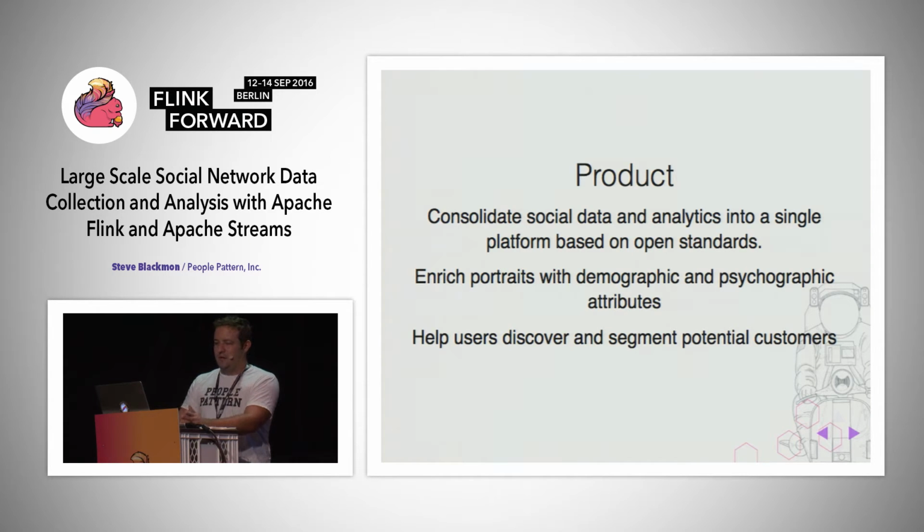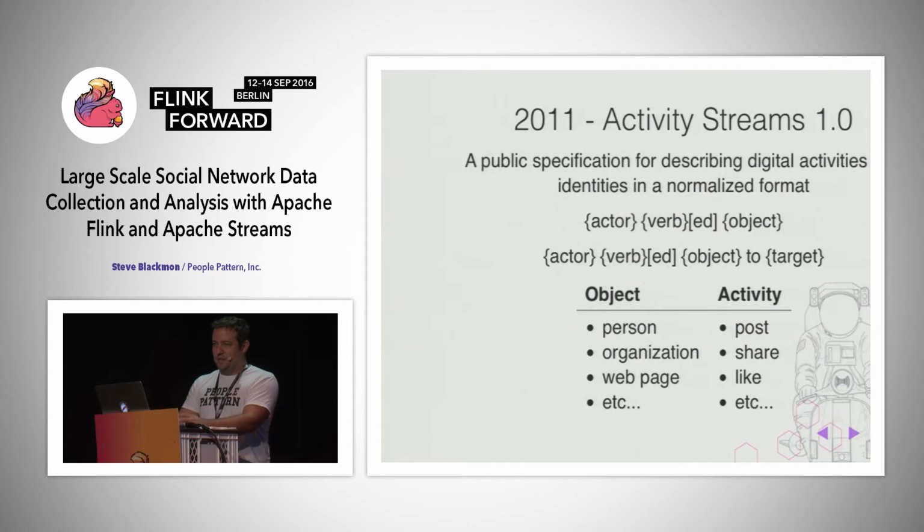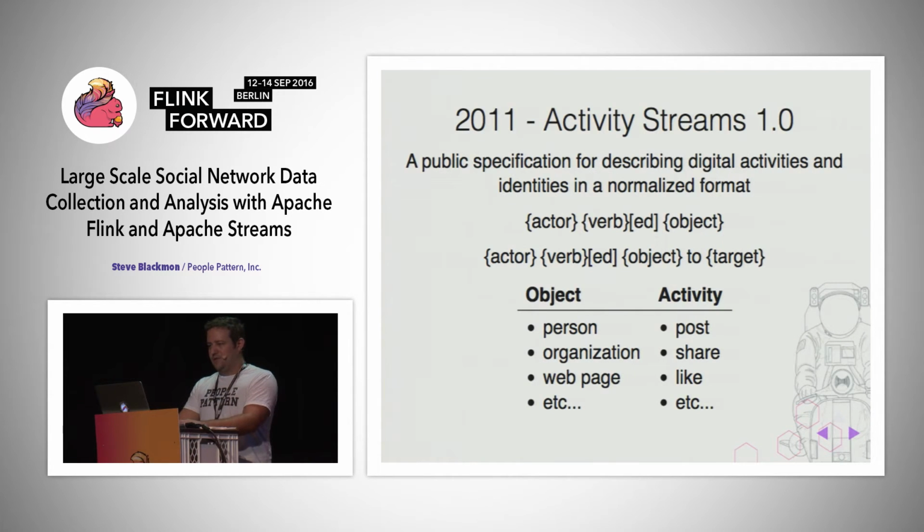So starting with how do we actually do this? Well, the problem I was just describing is well known, and there's a community that came together in 2011 to put together a spec called Activity Streams. And you can think of this, if you're not familiar, as basically a public specification for describing digital activities and identities, but in a normalized format that would allow data that came from multiple online streams to be essentially merged together and allow you to use them as one.